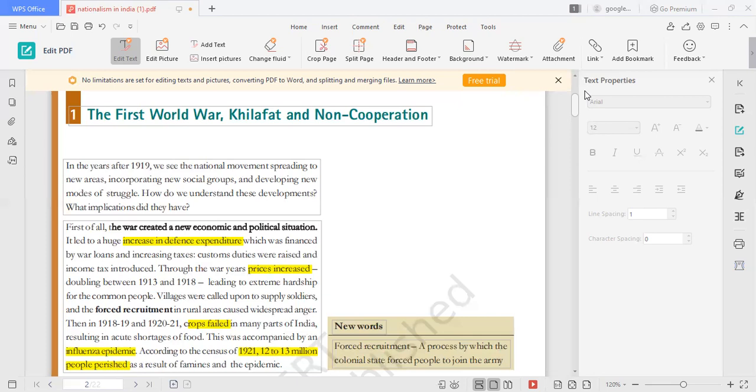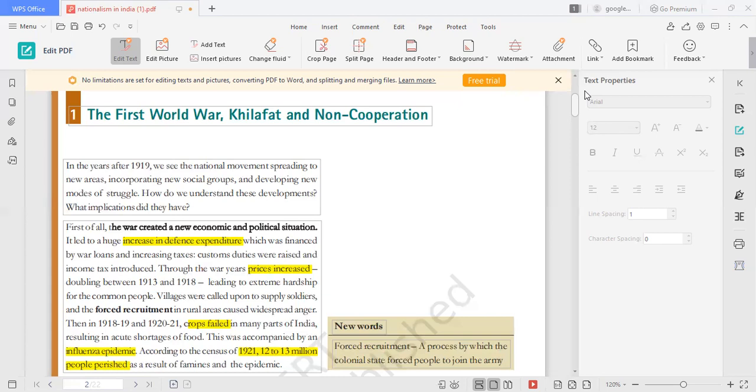Very simple. The First World War led to a huge increase in defense expenditure for Britain. But that expenditure was financed by war loans, and they increased the tax in India. That is their headache. That should be financed with their own nation's income. But they charged Indians. The customs duties were raised and income tax was introduced first of all. That irritated the people like anything.